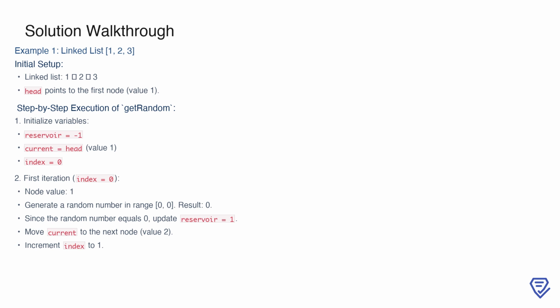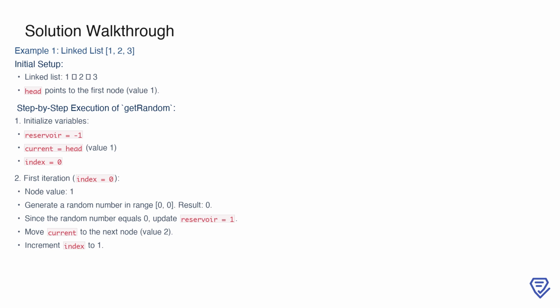Initially, the head pointer is set to the first node with a value of 1. To begin the getRandom function, we initialize 3 variables. Reservoir is set to -1, which will store our randomly selected value, current is set to head, pointing to the node with value 1, and index is set to 0 to keep track of the position in the list.